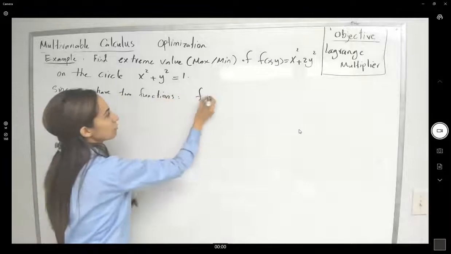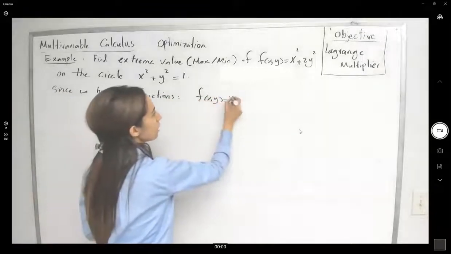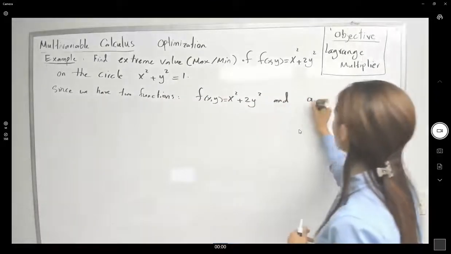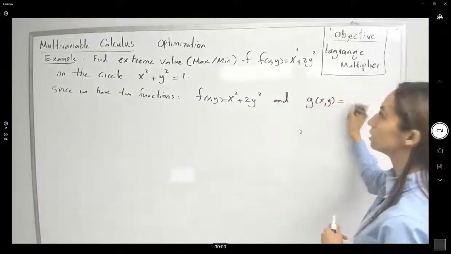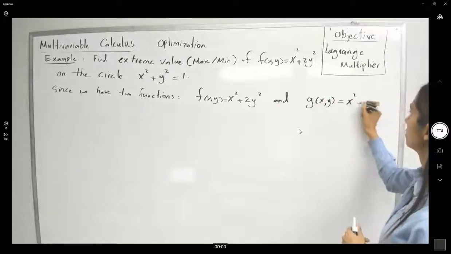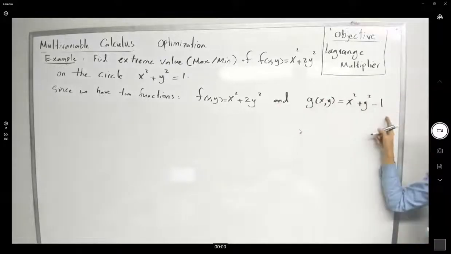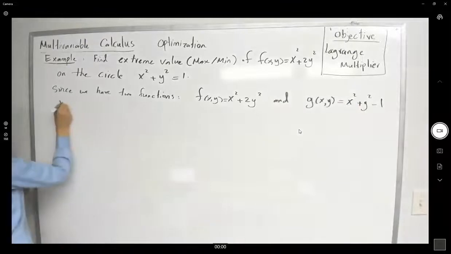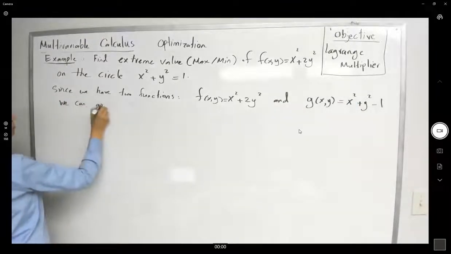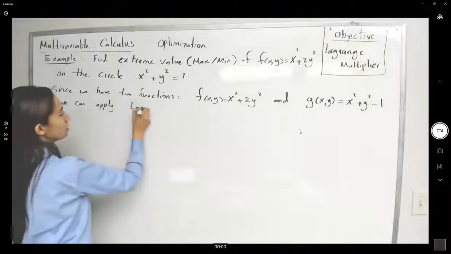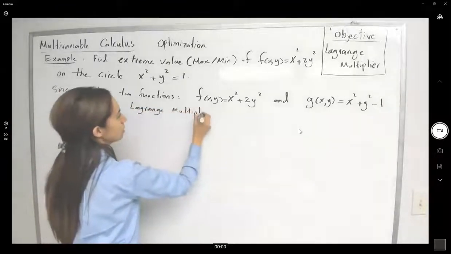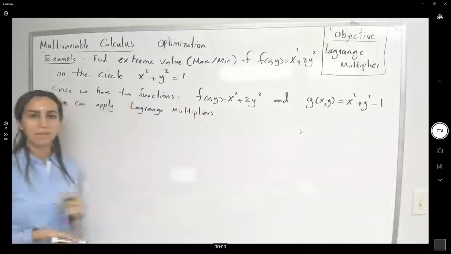And so since we have two functions, one of them is f of x and y equals x squared plus 2y squared, and the other one is a fixed function, g of x and y equals x squared plus y squared minus 1. We cannot change this function. This function is a fixed function. We can apply Lagrange multipliers. Well, so far it's not that bad.